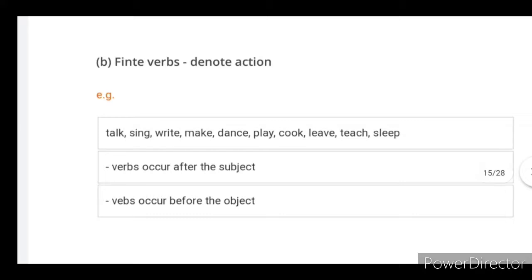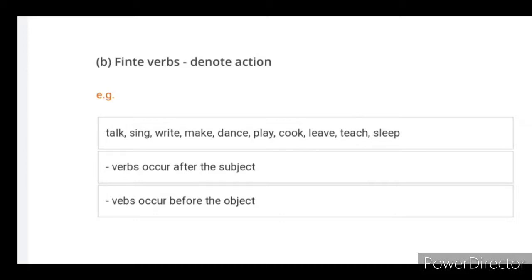Next, let us see what finite verbs are. Finite verbs denote action. We have verbs in two types, finite verbs and non-finite verbs. What are finite verbs? Children, a finite verb has a subject and shows tense. For example, the thief escaped again. Here it has a subject and it tells you the tense also. Escaped again, it has happened already. It's a past tense verb. So a finite verb shows the subject and it also shows the tense.